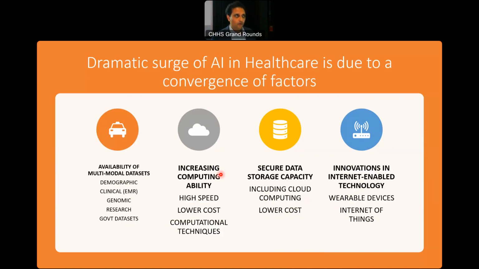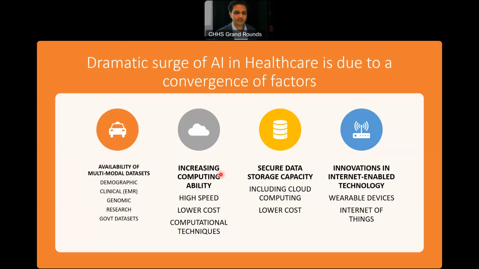And so why are we talking about AI in healthcare? Why is there this dramatic surge in AI technology in healthcare? Well, it's due to a convergence of factors that have come about in the last 5 to 10 years. So we've got this ready availability of multimodal data sets. We've got lots of data sets related to demographic information, so where people live. We've got census data, for example. We've also got now clinical data in the form of electronic medical records.